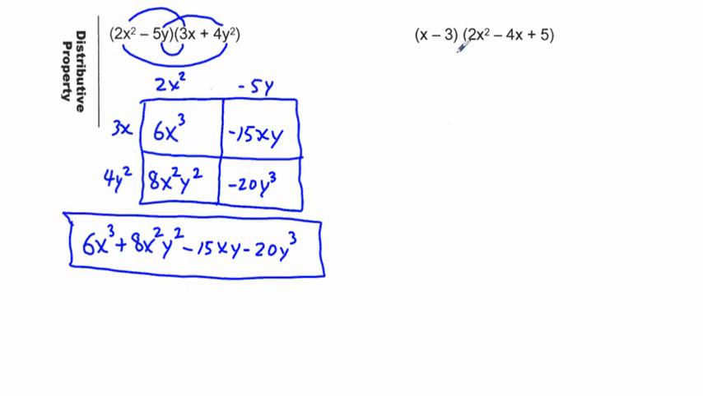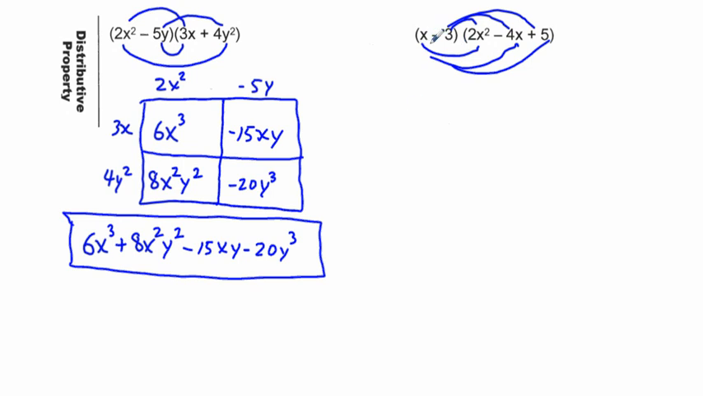Okay, now we have this one. We have a 2 by 3, a binomial times a trinomial. So we could, again, go like this, right? And then like this. I'm going to go ahead and work it out this way. And sometimes it's harder to keep track of it this way.